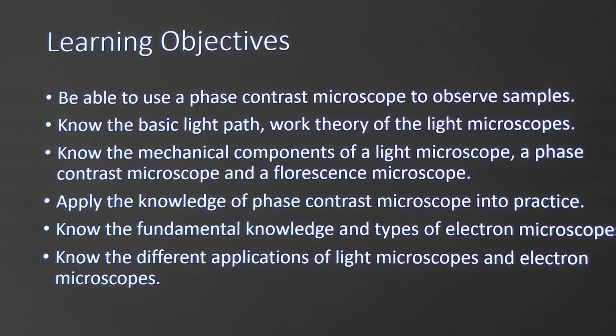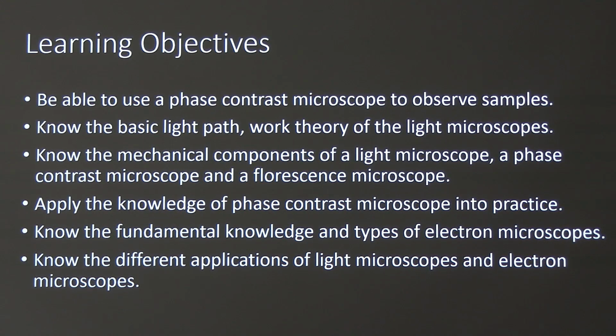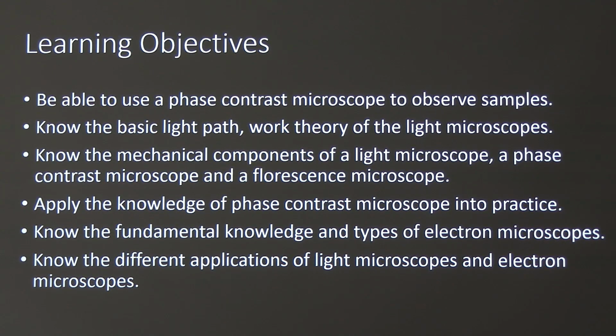So here are the learning objectives. After this lecture, you are expected to be able to use a phase contrast microscope to observe samples. Know the basic light paths and work theory of the light microscopes, know the mechanical components of a light microscope, a phase contrast microscope, and a fluorescence microscope. You will be able to apply the knowledge of the phase contrast microscope into practice and know the fundamental knowledge and types of electron microscopes, and know the differences and applications of light microscope and electron microscope.